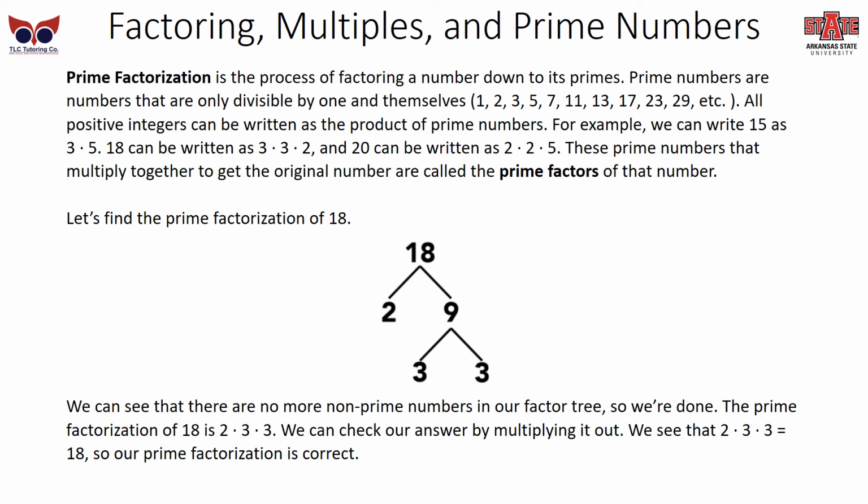But all positive integers can be written as a product of prime numbers. So you can write 15 as 3 times 5. 18 can be written as 3 times 3 times 2. And so what you can do is take any number and break it down to its prime factors. So take 18. If you split it into 2 and 9, and then split 9 into 3 and 3, those are all primes, so you're done. So you could write 18 as 2 times 3 times 3. And if you multiplied it out, you get the same answer. It's just another way to present a number.